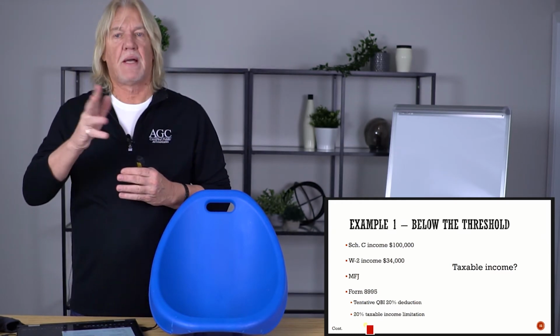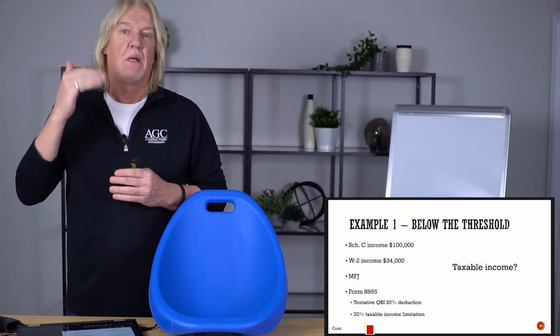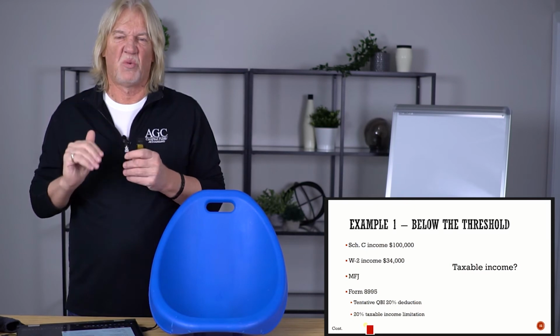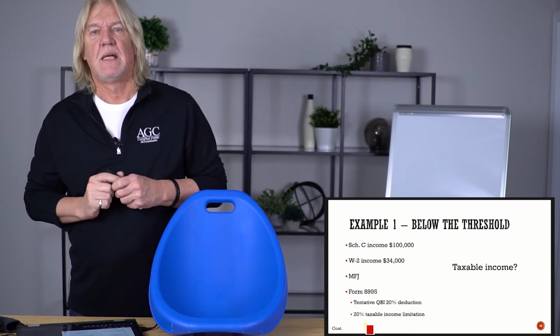Now I'm not going to worry about the self-employment deduction. Let's keep it kind of straightforward. You know, this is in the class, so we can make our own rules. But we've got a Schedule C of 100,000. We've got a W-2 of 34,000.